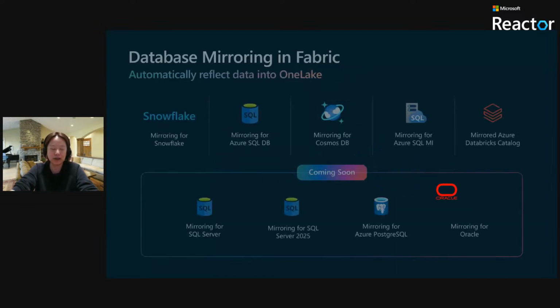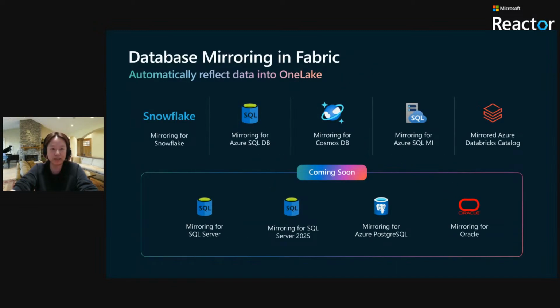And also, besides Oracle, we are adding more data sources. Currently, database mirroring supports Snowflake, SQL DB, Azure SQL DB, Cosmos DB, SQL MI, Databricks. We are adding more data source support over time. Several more are coming very, very soon, in addition to Oracle, like SQL Server and SQL Server 2025, the latest version, and Azure Database for PostgreSQL. Those sources will be available soon as well.